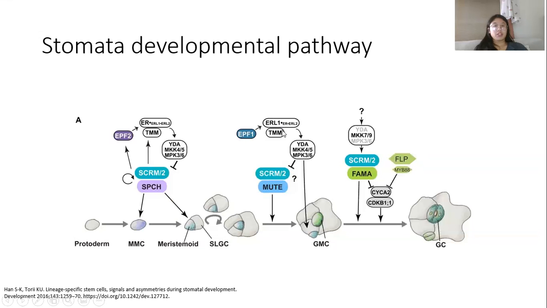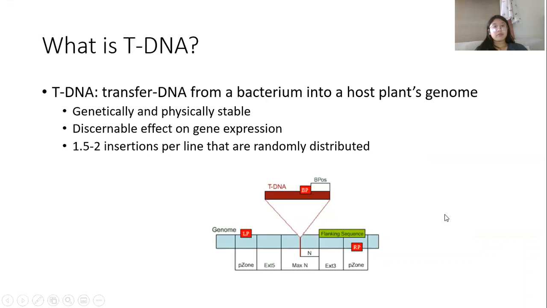ER family, which works in conjunction with TMM. Binding of this ligand to the receptors triggers a MAPK cascade, which then inhibits these positive regulators of stomata, as in they regulate the symmetric and asymmetric divisions, leading to the development of mature stomata.